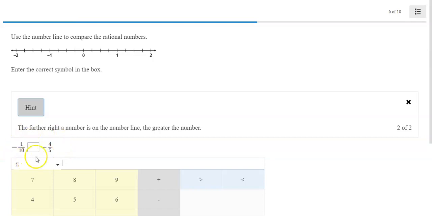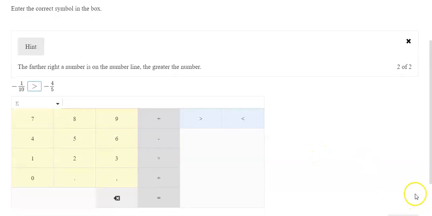So we need to get the common denominator here. I know I can make 5 into 10 by multiplying by 2. So I'm going to multiply by 2. And when I do that, I get 8/10 because I multiply 2 on the top and the bottom. And so this one is going to be greater than.